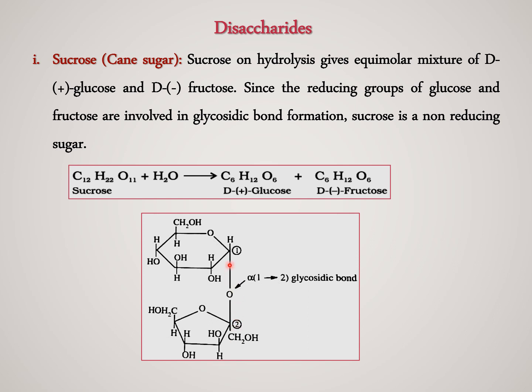They are involved in the glycosidic linkage. This bond cannot be broken. Therefore, neither the aldehyde of carbon 1 of glucose nor the ketone of carbon 2 of fructose can become free. They are not free, so they don't reduce Tollens reagent and Fehling's solution. So that is why sucrose is called a non-reducing sugar.